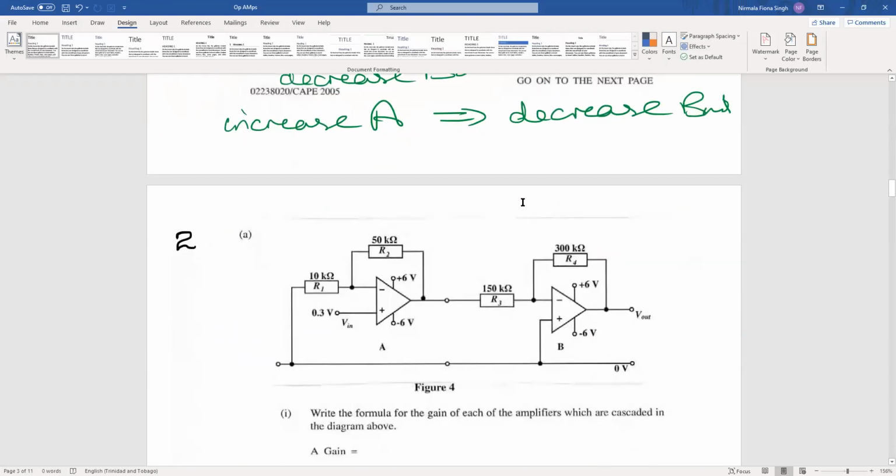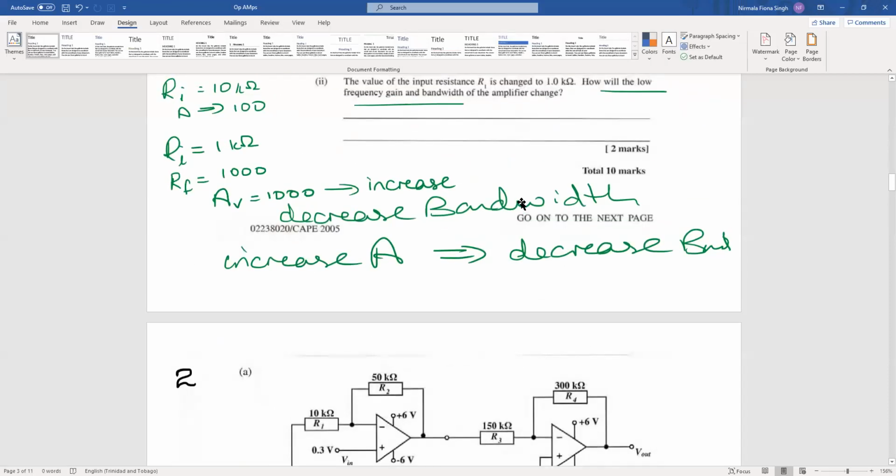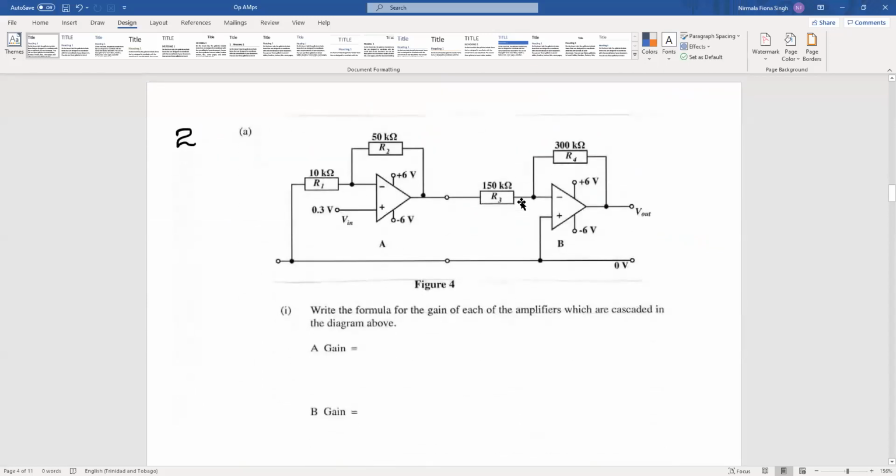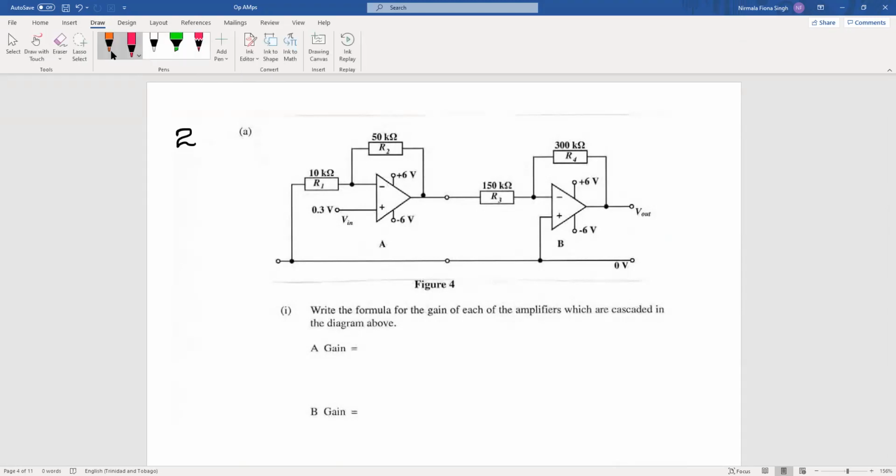All right, so question 2. How much was this? 10 marks. Yeah, that would have taken about 10 minutes too. Question 2. I have an OpAmp connected to another OpAmp. They're both running. Let's read our circuit. All right, it's not meant to be scary.